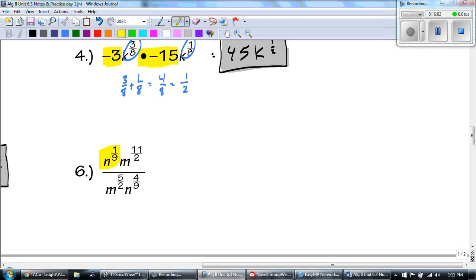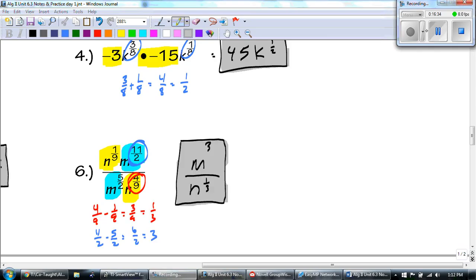Okay, so you need to find which ones are the same and which ones are bigger. Okay, so 1/9 or 4/9. 4/9 wins. 11/2 or 5/2. 11/2 wins. Okay, so why don't you guys pause the video and see if you can solve that last part all on your own. Good luck. Okay, and you get m cubed divided by n to the 1/3.